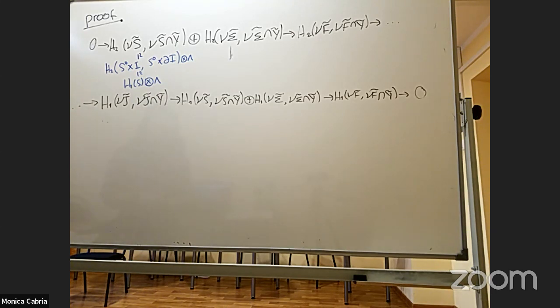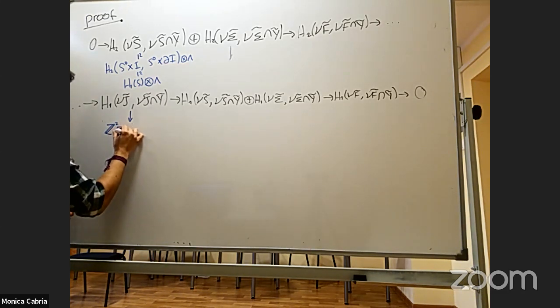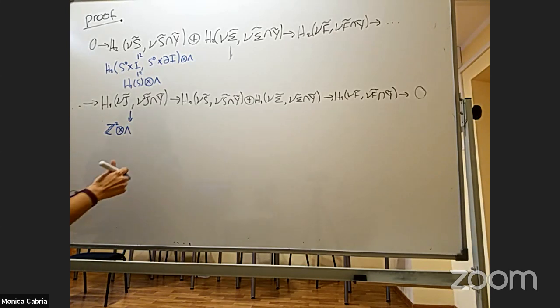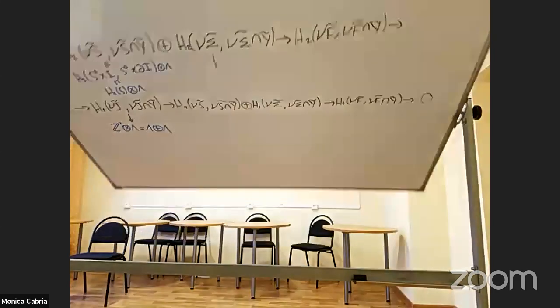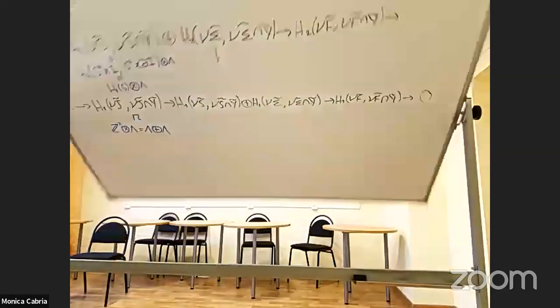So, what else do we have here? For F, we don't know anything yet. For this, we know it was H0 of J, tensor lambda, which will be Z2 tensor lambda, which is just this. We also have this already computed here. Maybe you can just use that arrow is an isomorphism, which you had on the other side of the board. Which one? Oh, this.